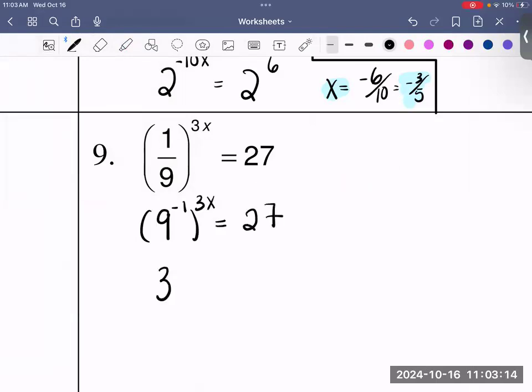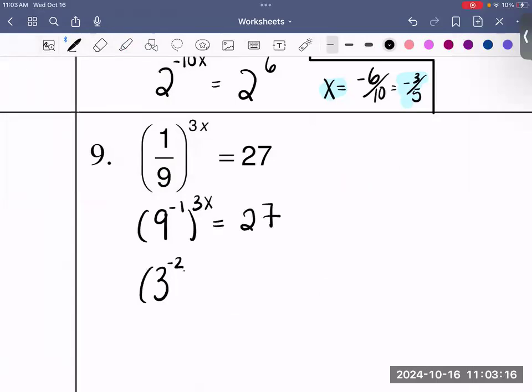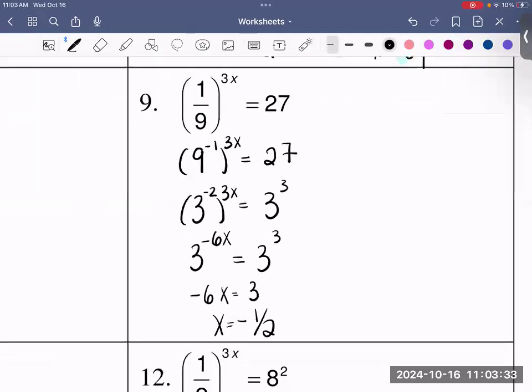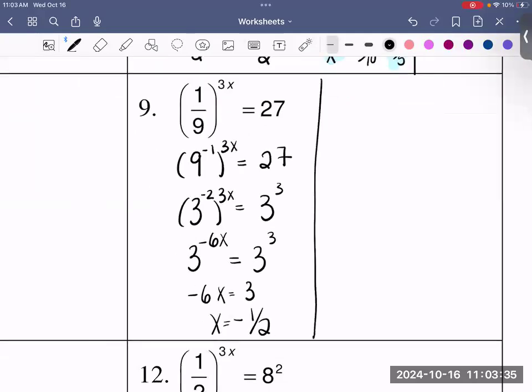So we now have 3 to the negative 2 to the 3x is equal to 3 cubed. So you have 3 to the negative 6x is equal to 3 cubed. So you have negative 6x is equal to 3. Therefore, x is equal to negative 1/2. So let's check your solution here.